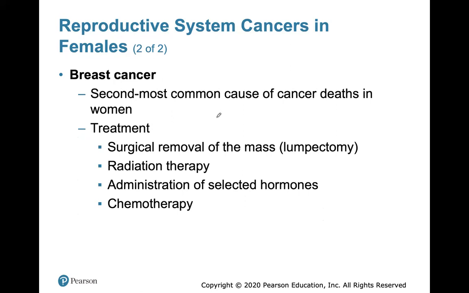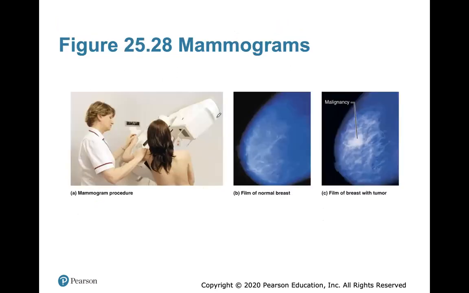Breast cancer then is the second most common cause of cancer deaths in women. The treatment is usually surgical removal of the mass, which is called a lumpectomy, radiation therapy, administration of selective hormones, chemotherapy. And here are mammograms, which are incredibly important for detecting tumors in the breasts. And you can see the difference there of the tissue between a normal breast and one with a tumor.